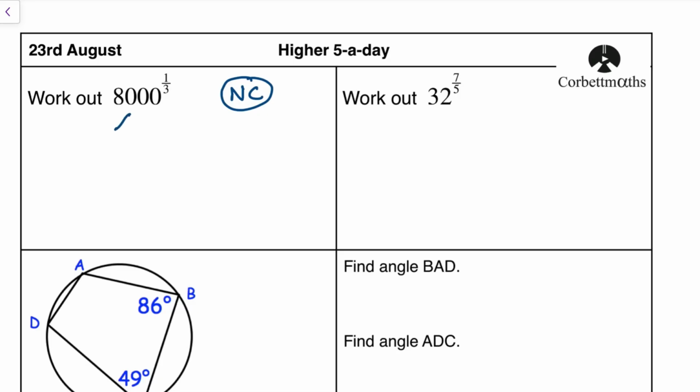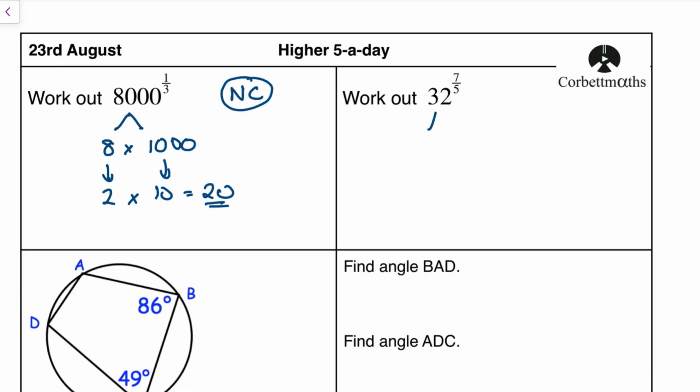Well, one thing I could do is remember that this number here is the same as 8 times 1,000. And the reason I've done that is because I know the cube root of that's 2, and I know the cube root of that's 10, and 2 times 10 is 20, and that is my answer.